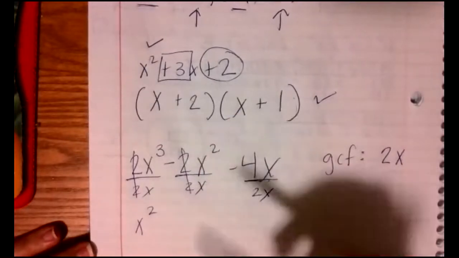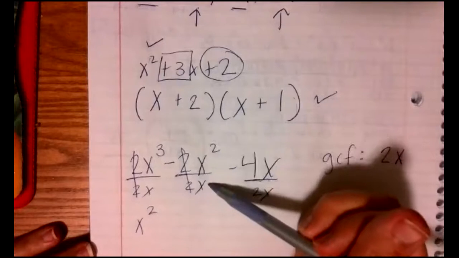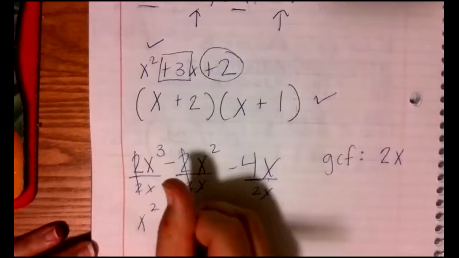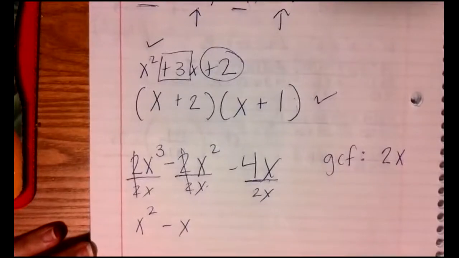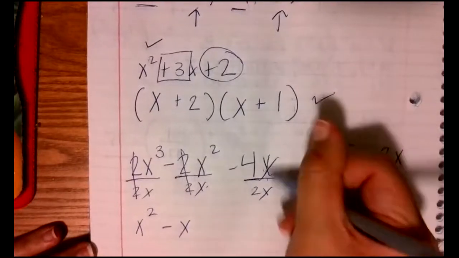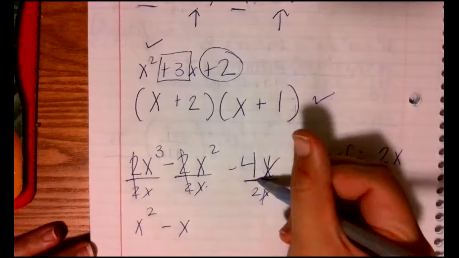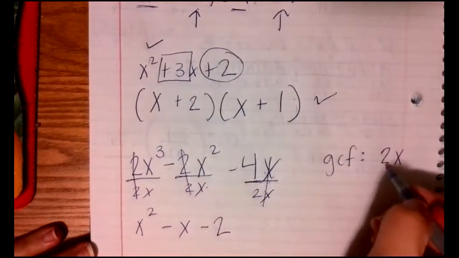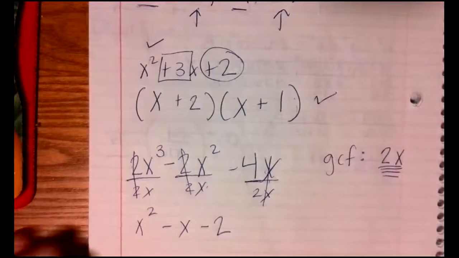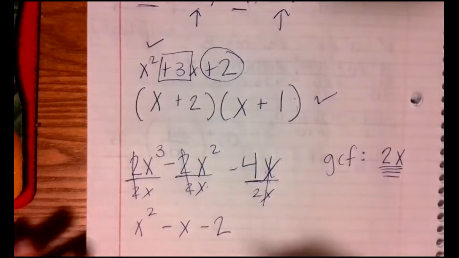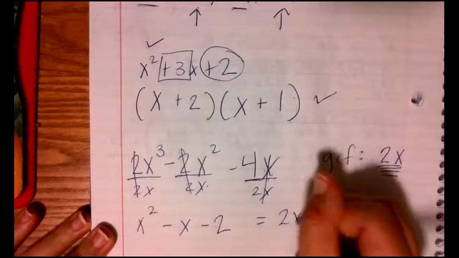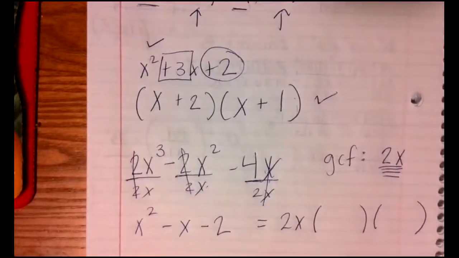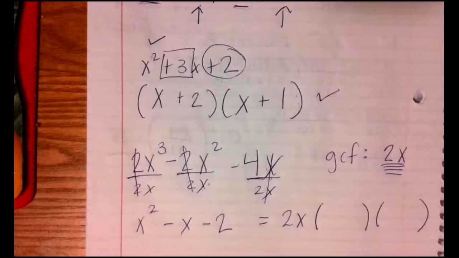These 2's will cancel. X squared over x is just 1x, and I'm subtracting. Here, the x's will cancel. Negative 4 divided by 2 is negative 2. Now, the GCF is still there. It didn't go anywhere. So when we write our final answer, 2x is going to be out front, and then we're going to have our parentheses. So the GCF is just on the outside.